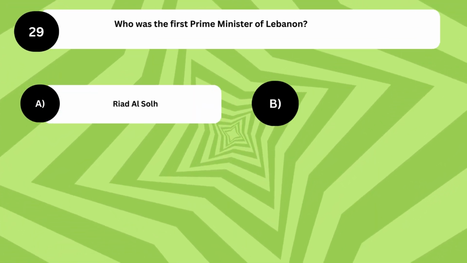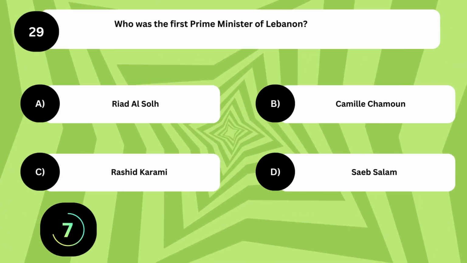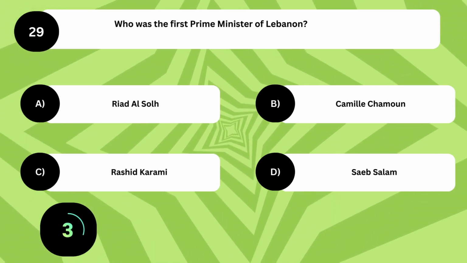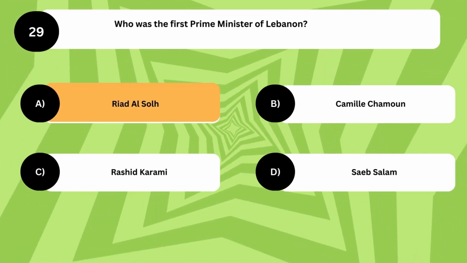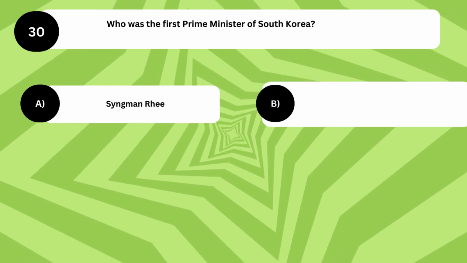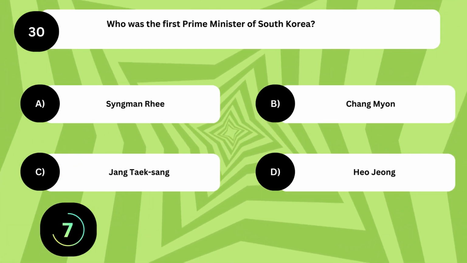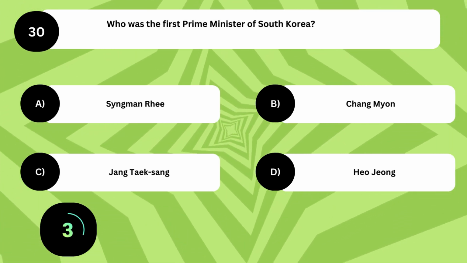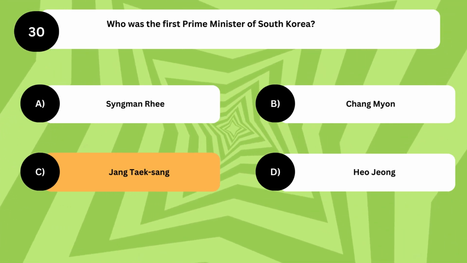Who was the first Prime Minister of Lebanon? The answer is Riyad al-Solh. Who was the first Prime Minister of South Korea? The answer is C. Lee Beom-seok.